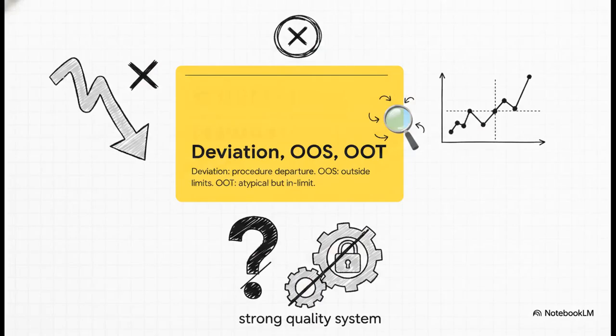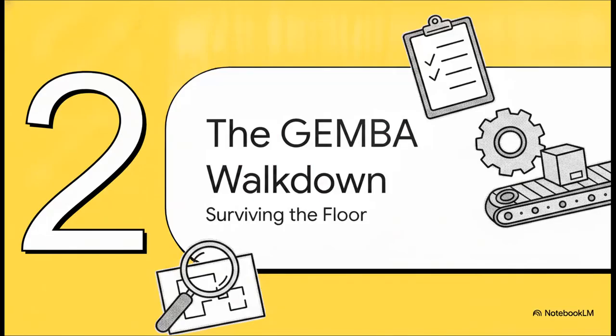And that brings us to a crucial rule. Never, ever conflate a deviation with an OOS or an OOT. They are not the same thing, and each one demands a highly specific handling path. A deviation? That's a departure from your approved procedure. An OOS, or out of specification, means a result strictly fell outside your registered limits. Meanwhile, an OOT, or out of trend, means your result is technically passing, but it's totally atypical compared to your historical data. If you blur the lines between these three, it screams weak quality system, and inspectors will hone in on that instantly.